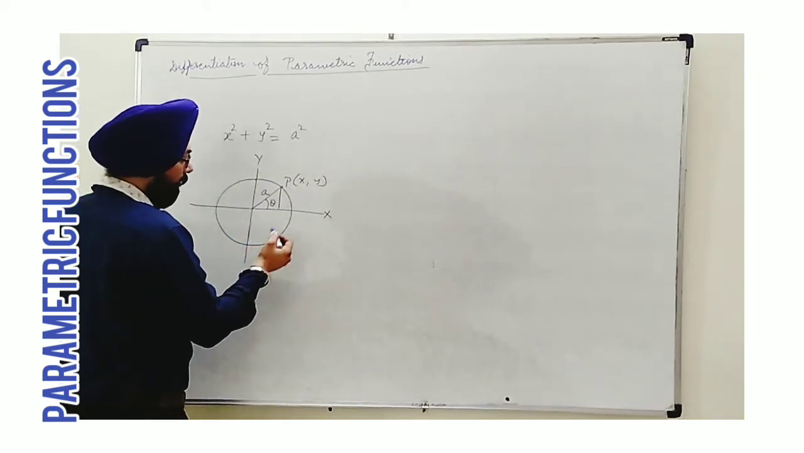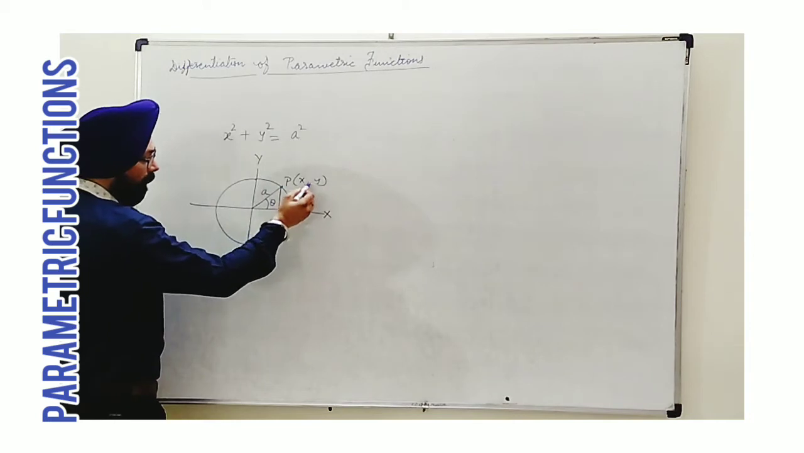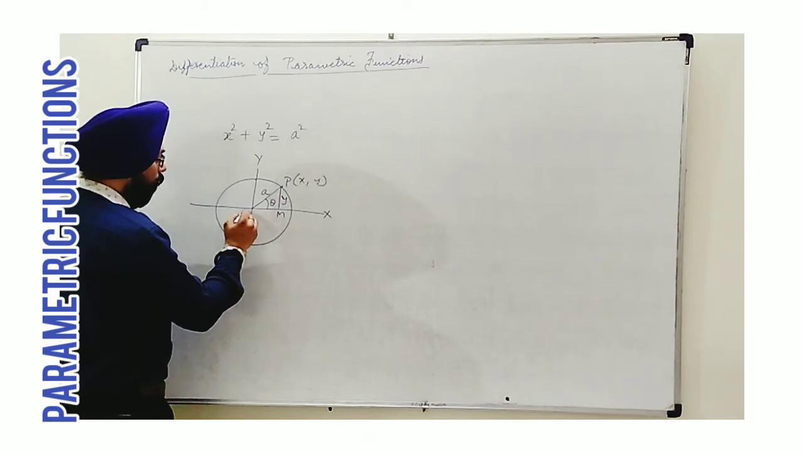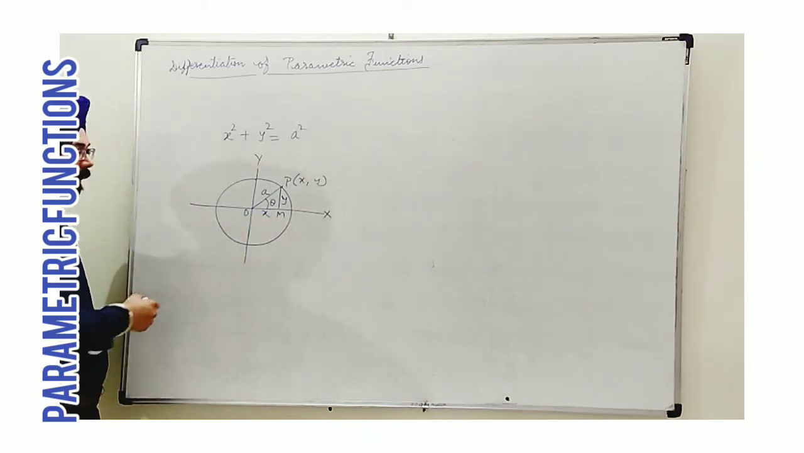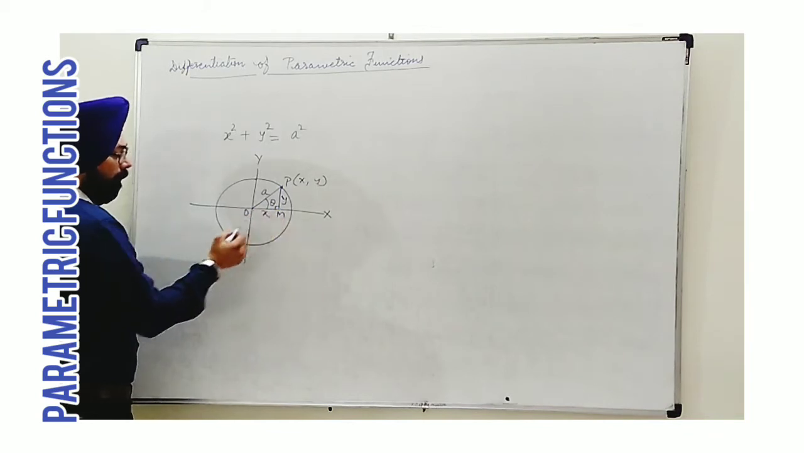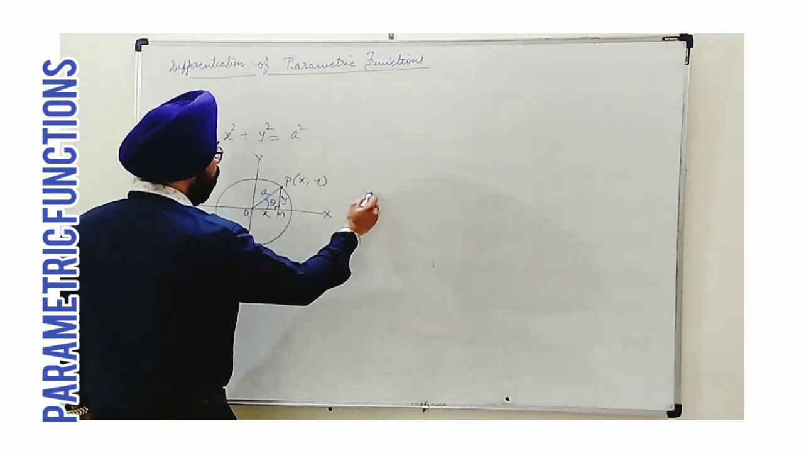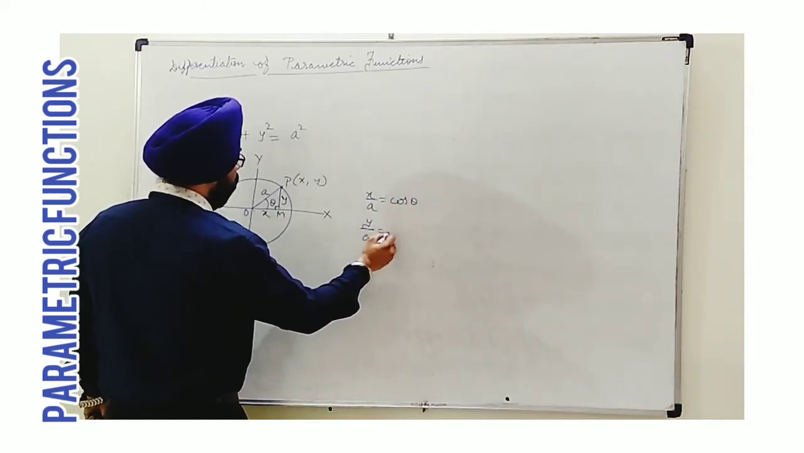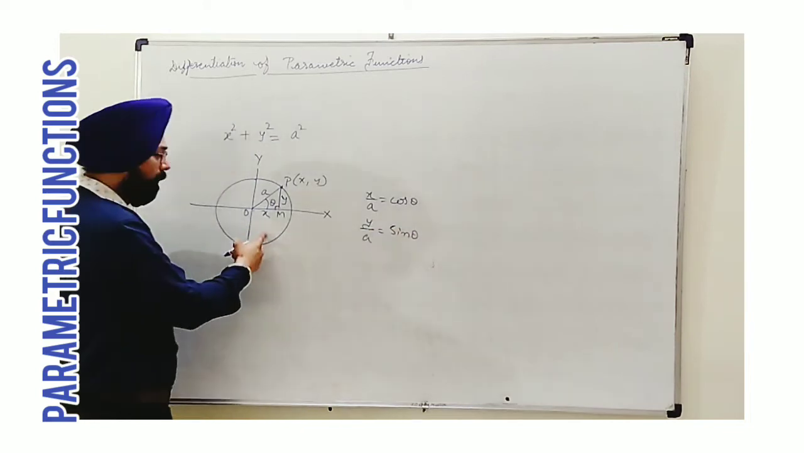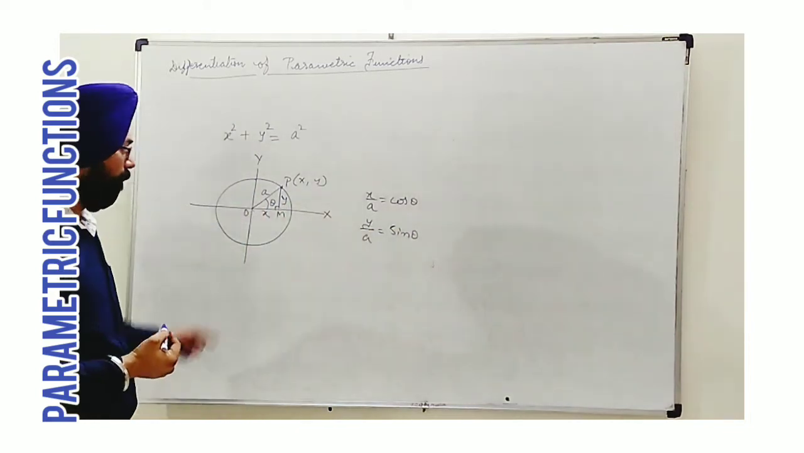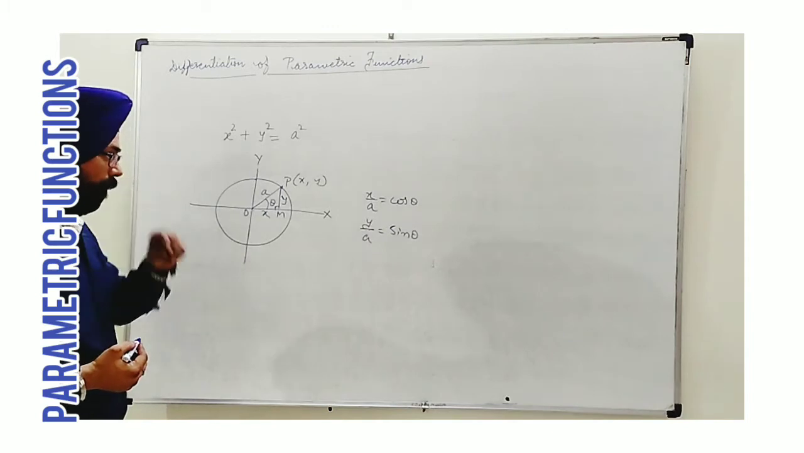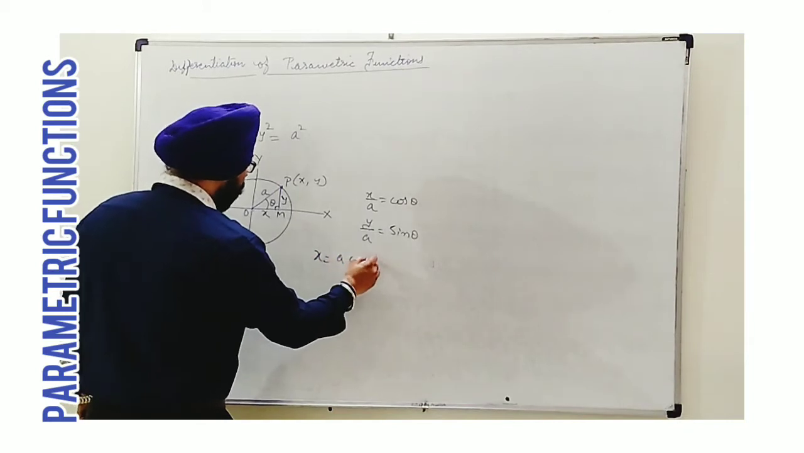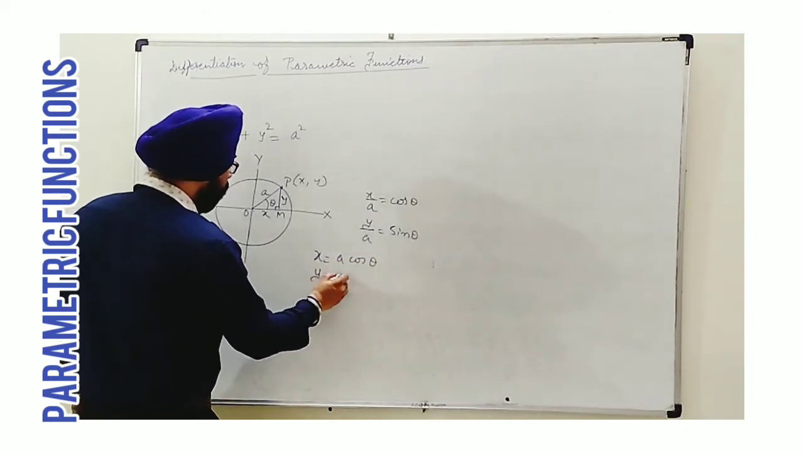Now, let's come back to the point. If x comma y are the coordinates of this P, then this length PM will be written as y and OM will be written as x. And in triangle PMO, which is a right triangle, we can write x upon a is equal to cos theta and y upon a is equal to sin theta, the basic formulas of base upon hypotenuse and perpendicular upon hypotenuse with respect to the angle theta. Now, x and y can be obtained in terms of theta, writing x equal to a cos theta and y as a sin theta.